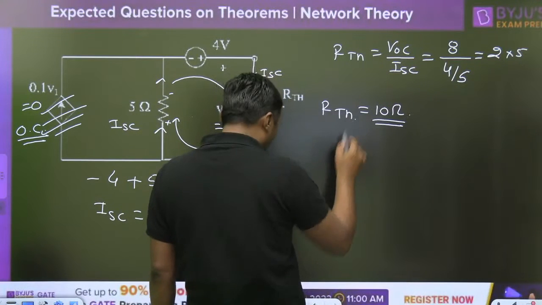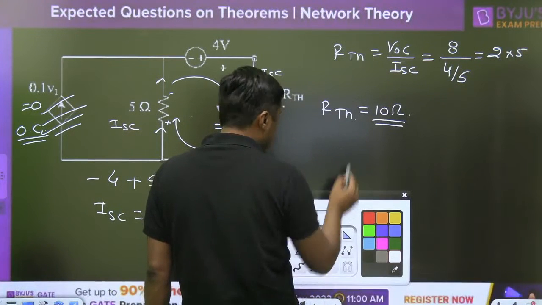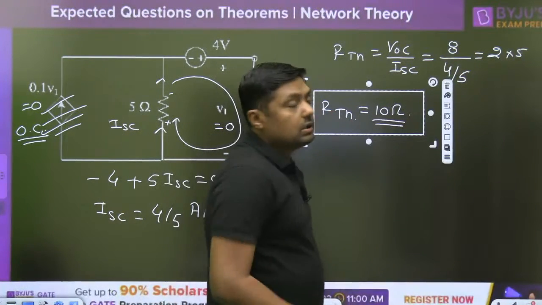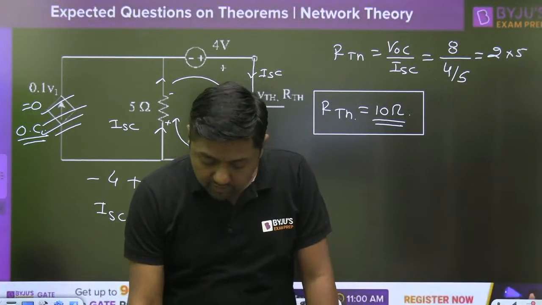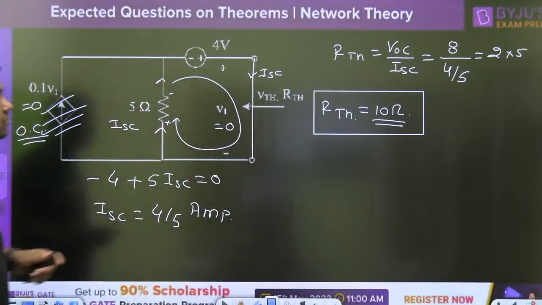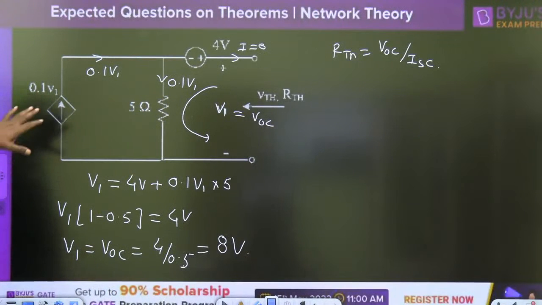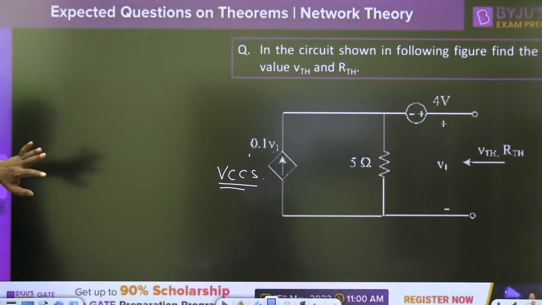10 ohm is the value of RTH. So this is how to find the Thevenin's resistance in this question. So this is the VOC upon ISC. Very, very simple question on dependent source.